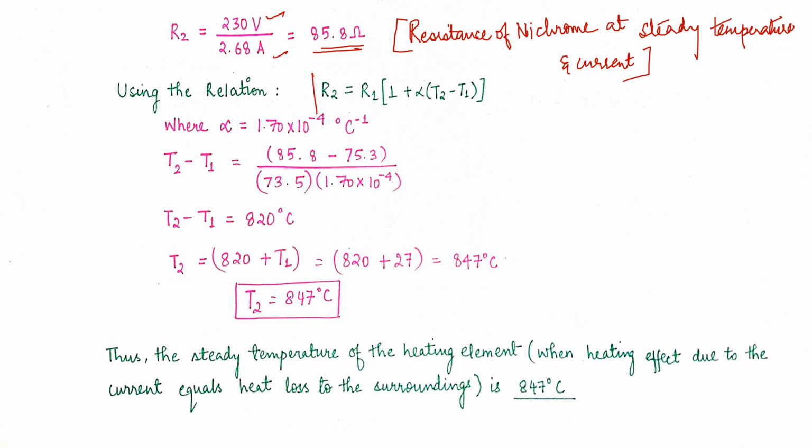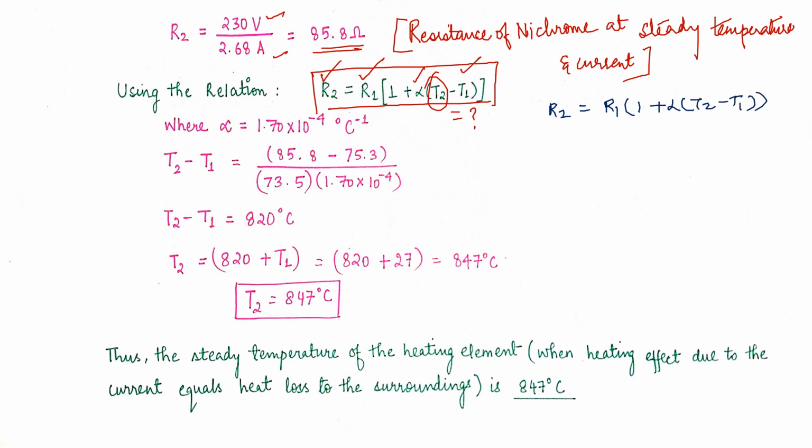Now we have to use the relation R2 equals R1 into 1 plus alpha into T2 minus T1. We know the values of R2, R1, alpha and T1. T2 is something which we need to find. Let me derive this formula for you. We have R2 equals R1 into 1 plus alpha into T2 minus T1. How does T2 come out?